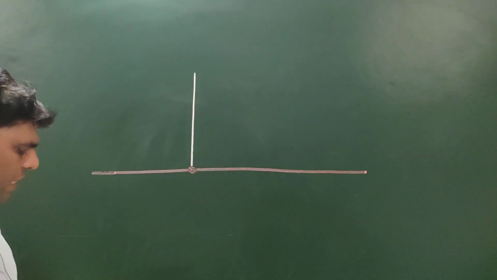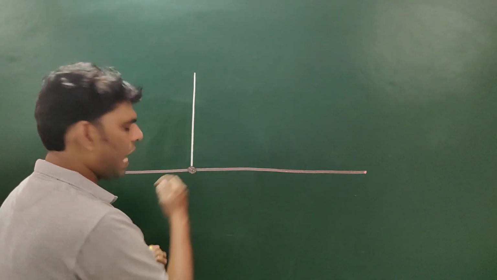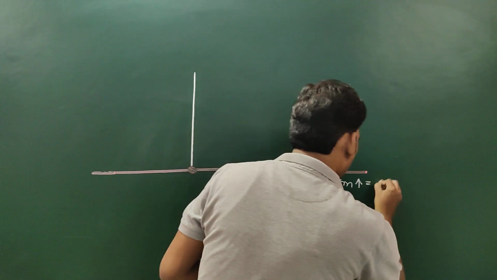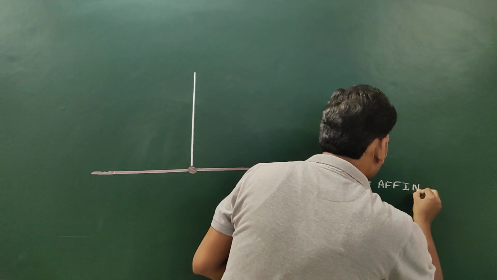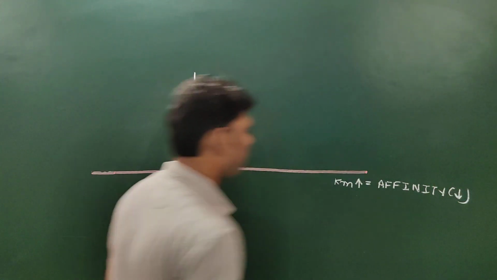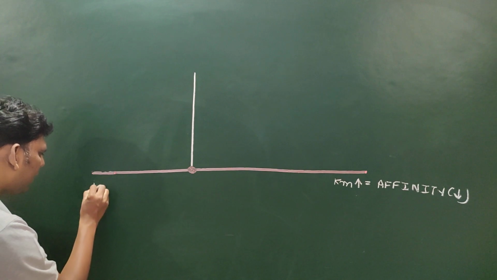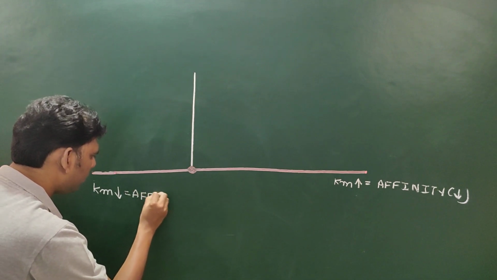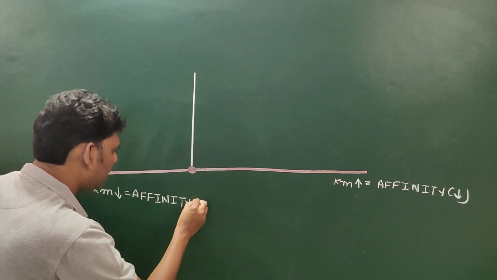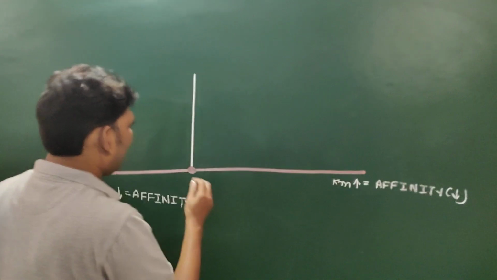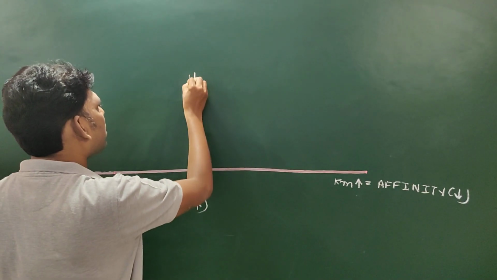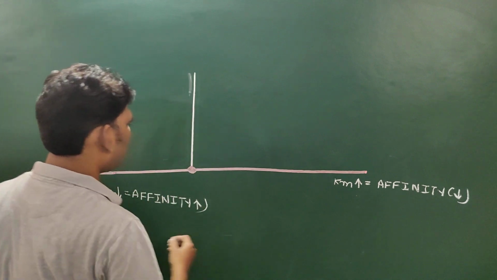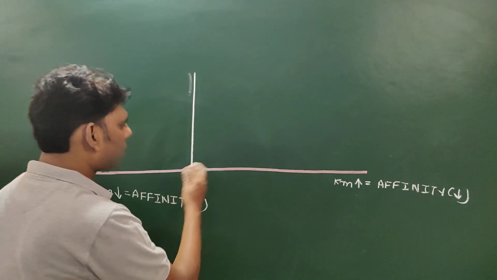Now students, as I told you, in the Lineweaver-Burk plot, if we move in the right-hand direction, then Km increases, it means affinity decreases, and if we are moving in the left-hand direction, then Km decreases, it means affinity increases. And in the y-axis direction, if we move in the upward direction, then Vmax decreases, and in the downward direction Vmax increases. So now let's draw the graph.